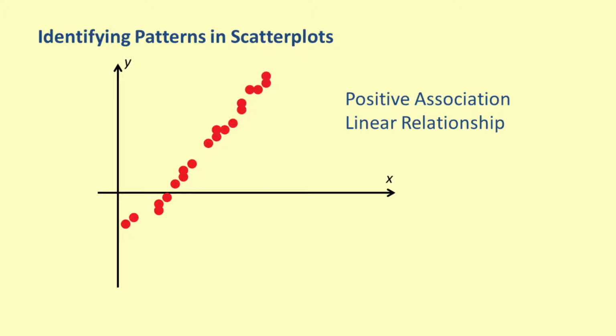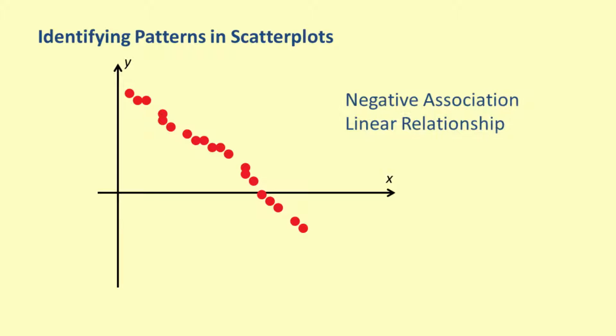If the cluster of points tends to rise from left to right, we say that x and y are positively associated. In this case, we can also say that this cluster of points has a linear relationship because the points conform to the shape of a line. Even if this cluster of points had a looser or tighter association, we would still say that x and y are positively associated with a linear relationship.